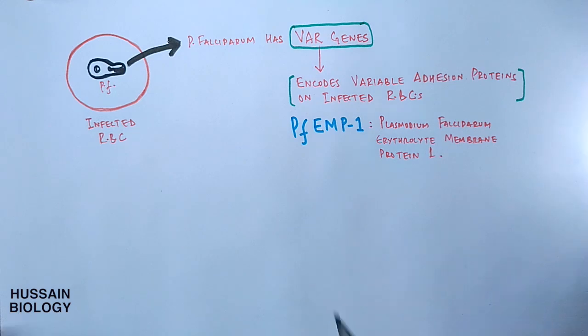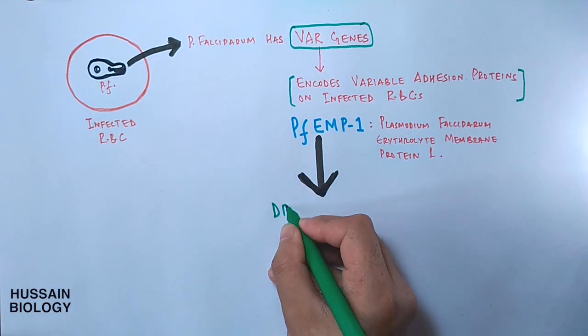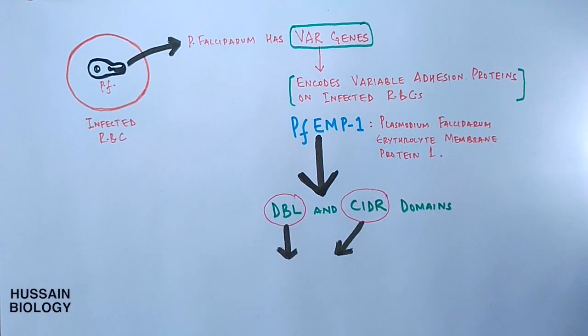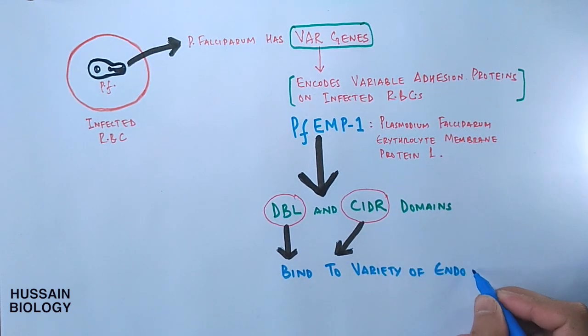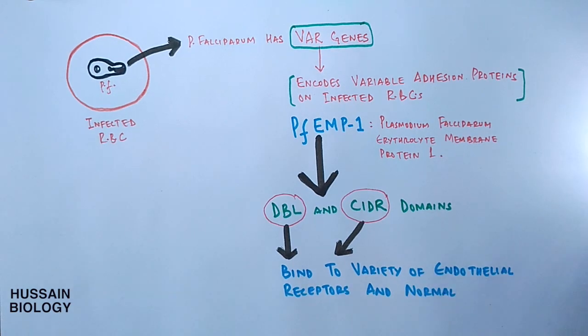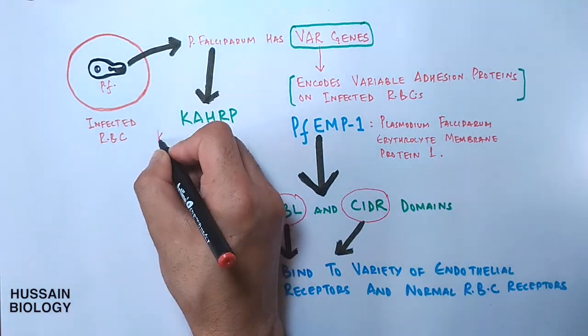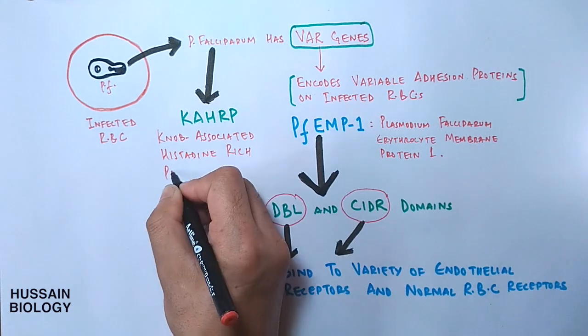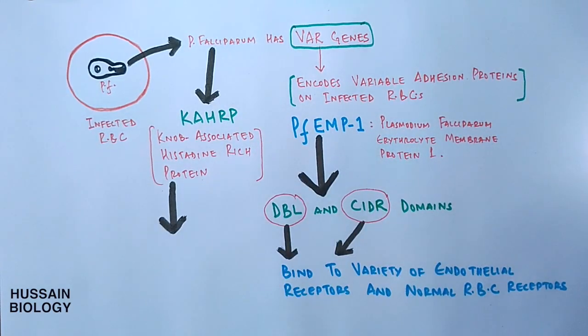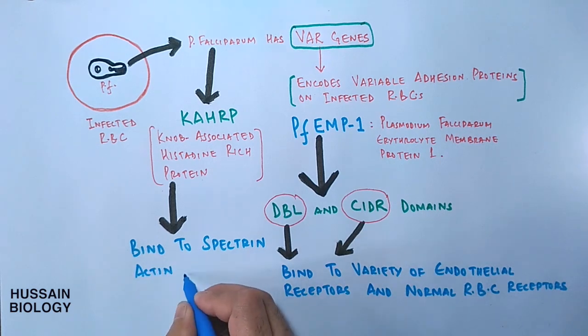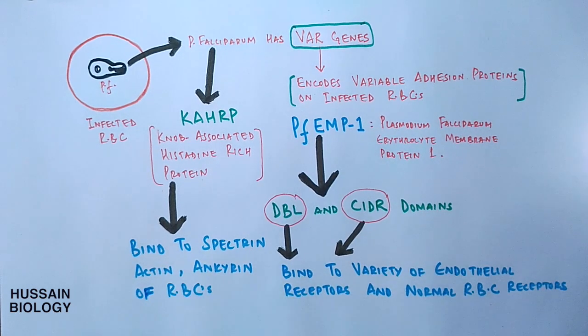Remember, this PfEMP1 protein has two domains, DBL and CIDR domain. Both these domains bind to a variety of receptors on endothelial cells and can also bind to receptors of normal RBCs. We also see this Plasmodium falciparum expresses the KAHRP gene, that's the knob-associated histidine-rich protein gene. This knob-associated protein binds to spectrin, actin, and ankyrin of RBCs. So these are a few important genes of Plasmodium falciparum which encode proteins that aid in cytoadherence.